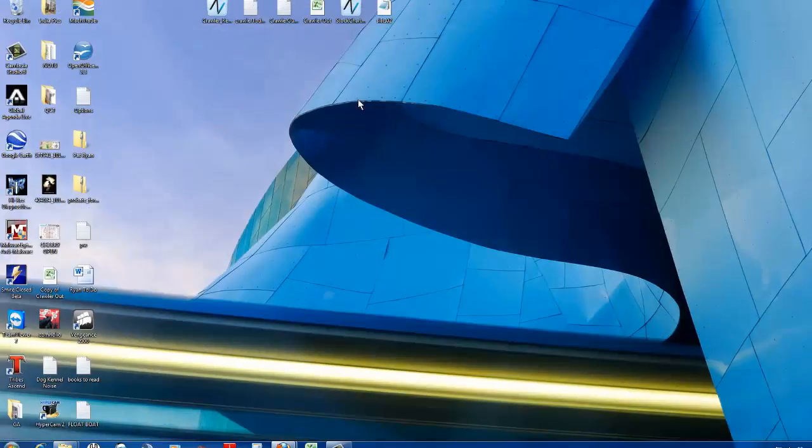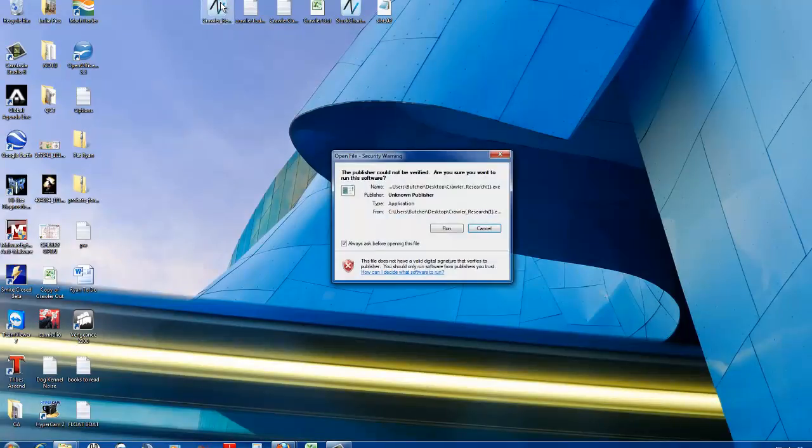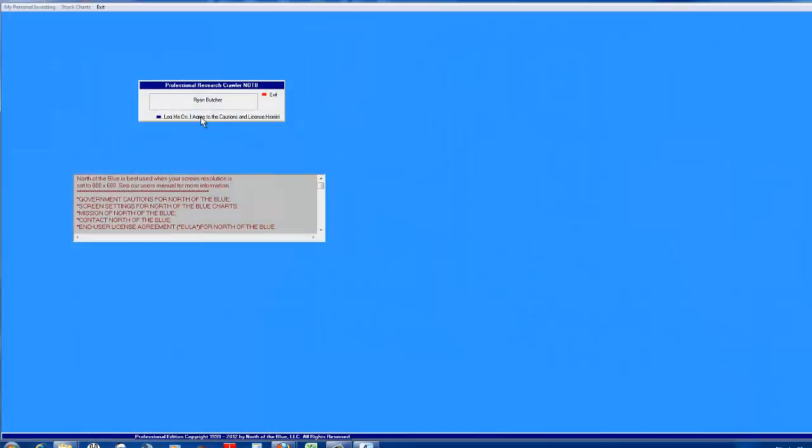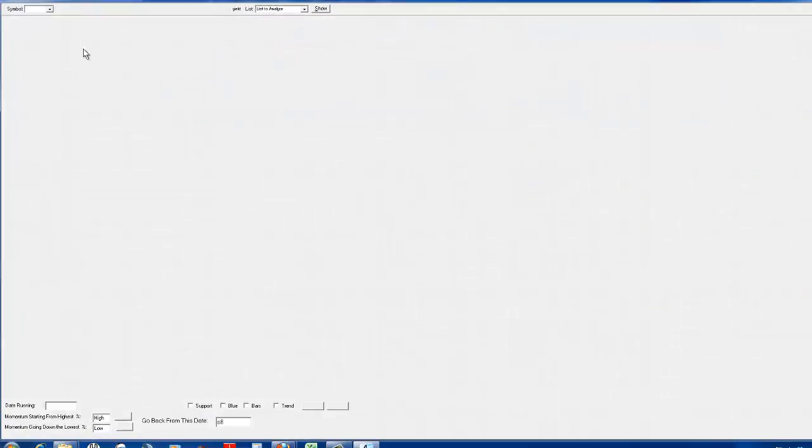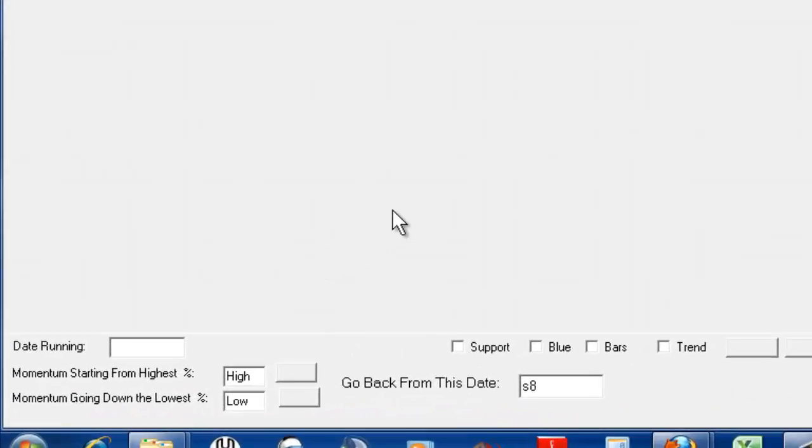So we came up with the idea, and Dick programmed the research crawler for us. Again, we're going to go to stock charts, click on channel analysis, and we have a few more boxes down here. We could just click Apple in here and analyze that, but we want to do something more thorough. So we're going to have to type in the date we're running, which is August 14th, 2012.